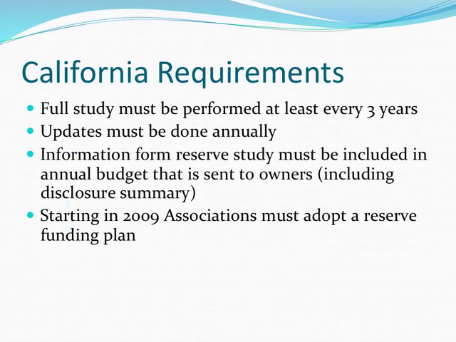Every state has different reserve study requirements, and more are adopting legislation that requires associations to have reserve studies. California Civil Code requires that full reserve studies with an on-site inspection must be performed at least every 3 years. In addition to that requirement, annual adjustments and updates to the reserve study must be completed every year, and the information must be disclosed to the owners with the annual budget package.